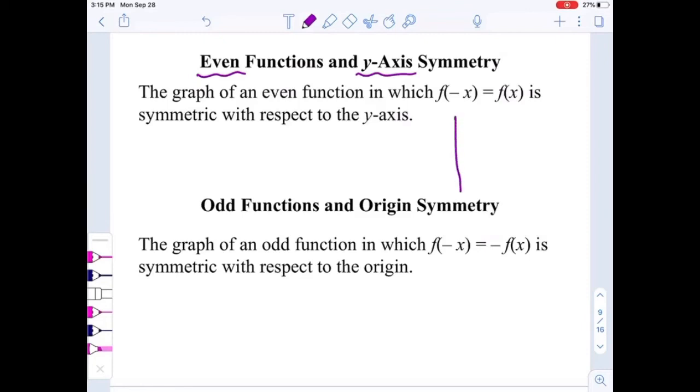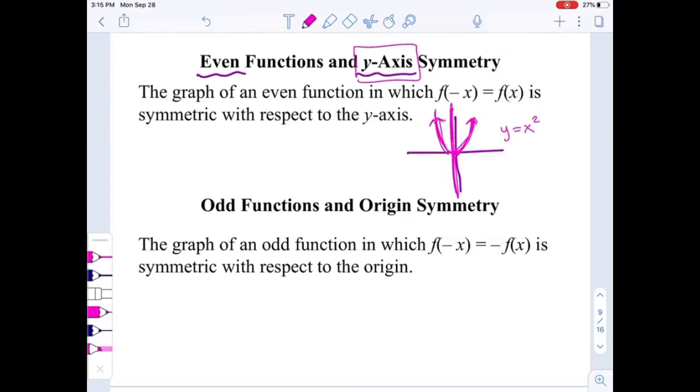So if I were to have a graph and I had maybe a parabola, y equals x squared, this would have y-axis symmetry because what happens on the left-hand side is the same thing as what happens on the right-hand side.